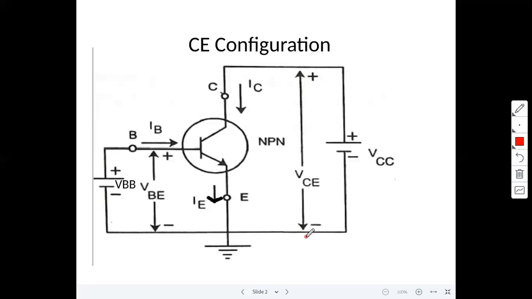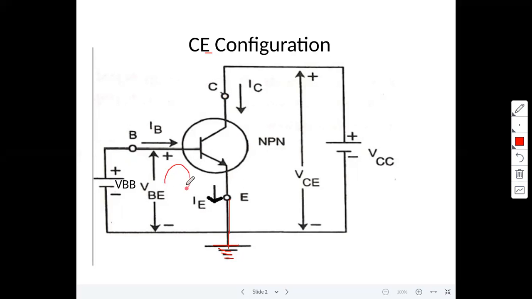In the last class also we discussed CE configuration VI characteristics. Now we discuss in detail the CE configuration input characteristics as well as output characteristics. This is the CE configuration. Remember, here CE means the emitter terminal is connected directly to ground. Here the base is the input terminal and the collector is the output terminal.